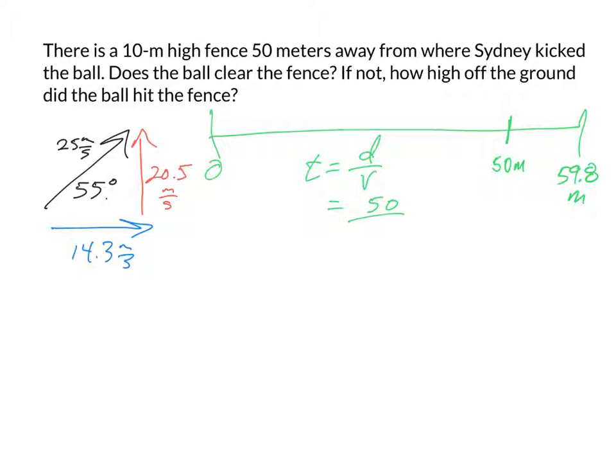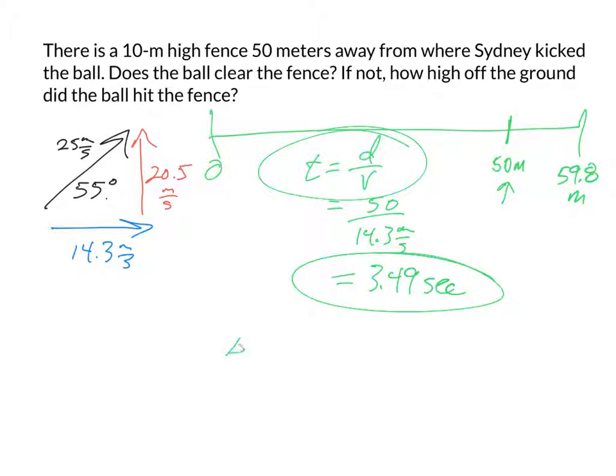All right, I'm back. The velocity is 14, whoa, that just freaked me out. The velocity is 14.3. Remember, I'm in a horizontal equation, only horizontal things can go in there. 50 divided by 14.3. I get a time at the 50 meter mark of 3.49 seconds.